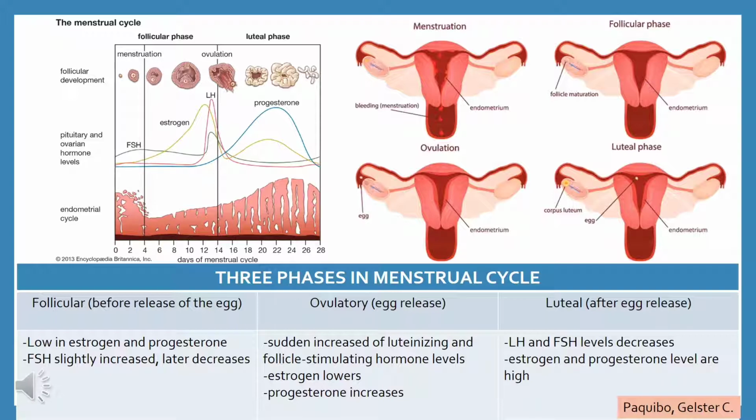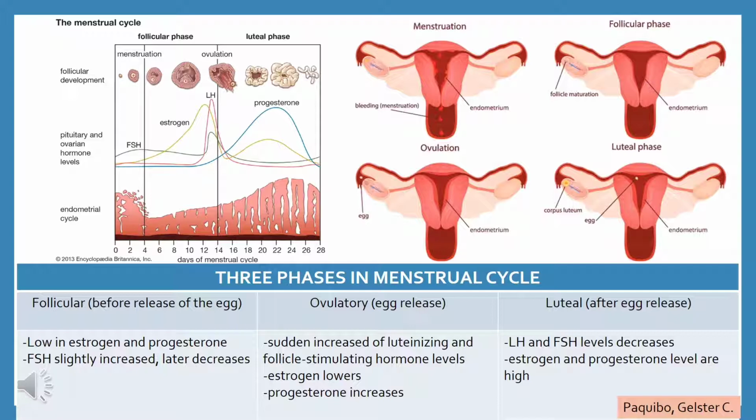Next is the ovulatory phase. The ovulatory phase begins with a surge in luteinizing hormone and follicle stimulating hormone levels. This means there is a sudden increase of luteinizing and follicle stimulating hormone levels. Luteinizing hormone stimulates ovulation, which usually occurs 16 to 32 hours after the surge begins. The estrogen level decreases during the surge, and the progesterone level starts to increase.